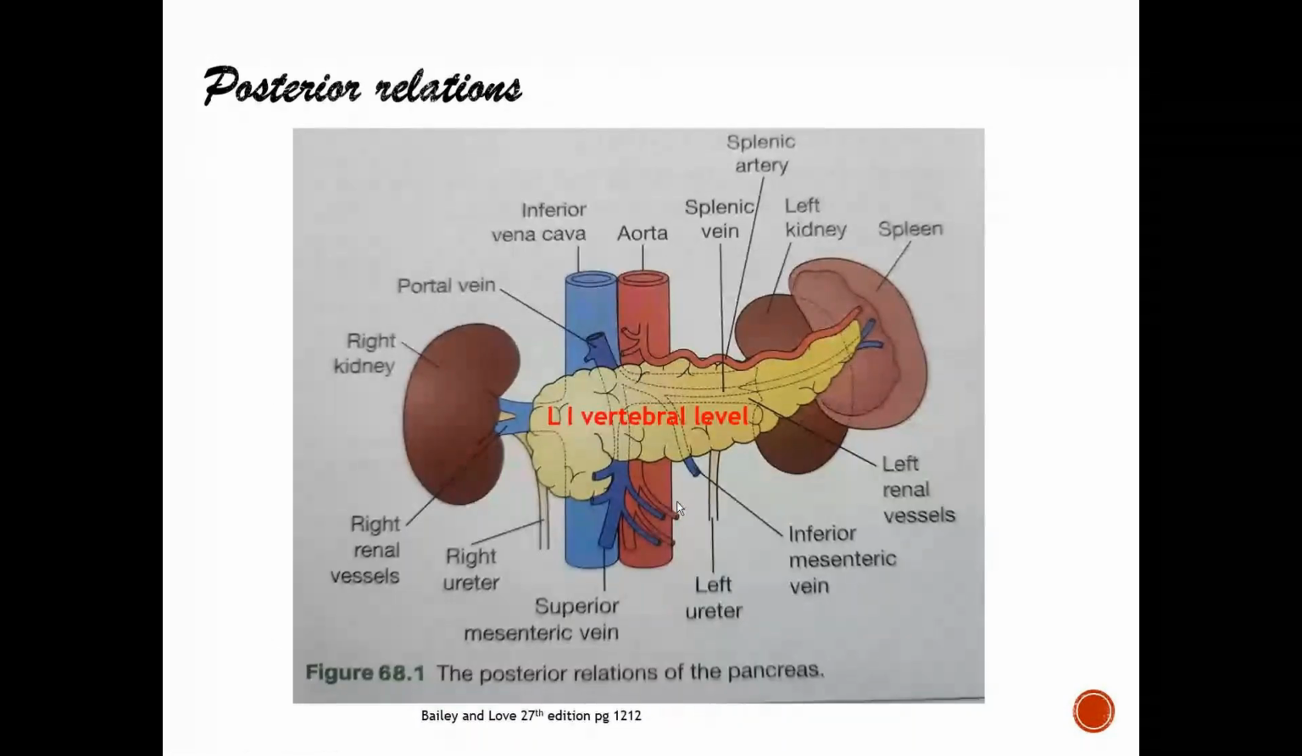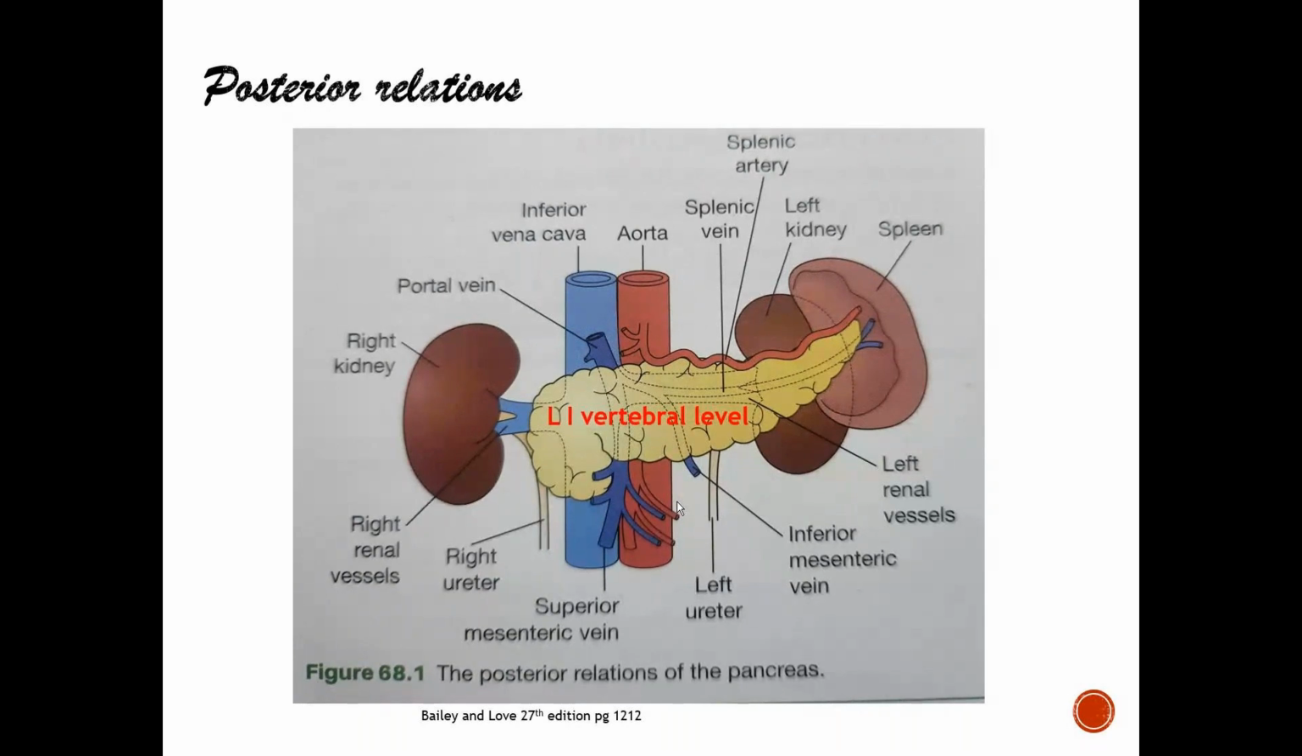Now, coming to the posterior relations, I told you the posterior surface. The pancreas primarily lies at the L1 vertebral level, and it has a lot of important structures posteriorly. This is very important when you're trying to dissect out the pancreas to do any kind of pancreatectomy, whether it's a distal pancreatectomy or a proximal pancreatectomy, removal of the head of the pancreas, or you're doing a complete pancreatectomy, what is known as the Lupus operation.